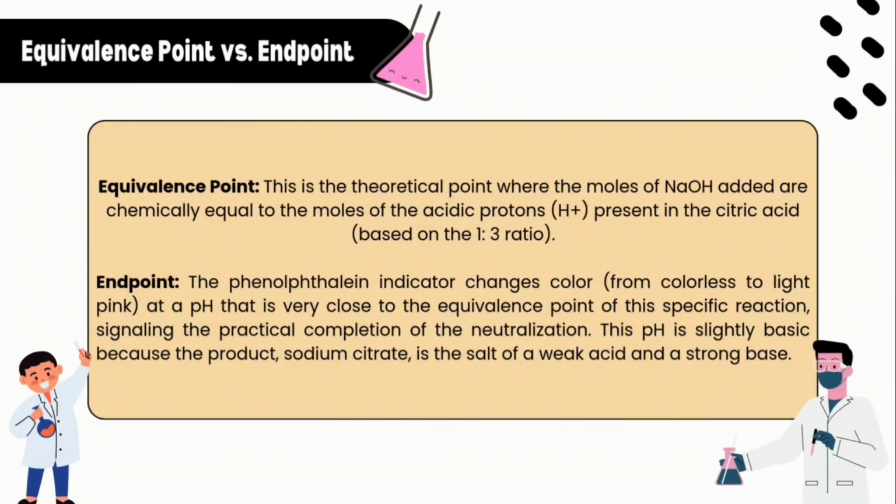Equivalence point versus endpoint. The equivalence point is the theoretical point where the moles of NaOH added are chemically equal to the moles of the acidic protons, H+, present in the citric acid based on the 1:3 ratio. The endpoint is when the indicator changes color from colorless to light pink at a pH that is very close to the equivalence point of this specific reaction, signaling the practical completion of the neutralization. This pH is slightly basic because the product sodium citrate is a salt of a weak acid and a strong base.